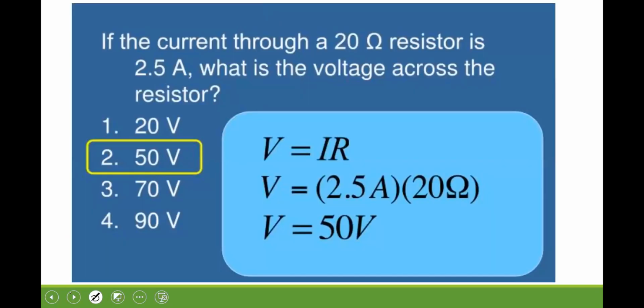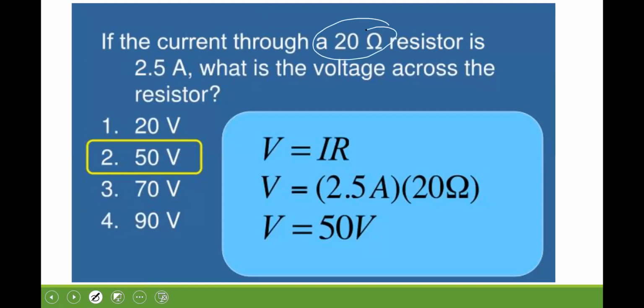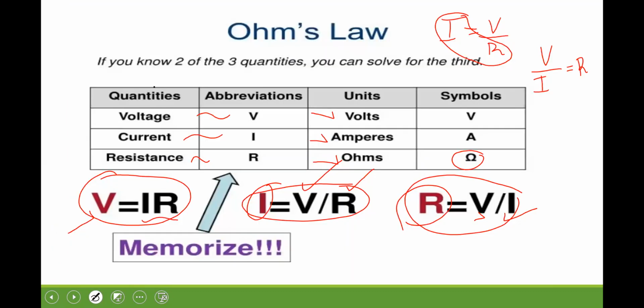Let's have a mathematical example here. If the current through a 20 ohm resistor is 2.5 ampere, what is the given information I have? I have 20 ohm and 2.5 ampere. I want to find the voltage. I have to ask myself, which of these formulas can I use? I can use the first one. By the way, all of them are the same. If you know this one only, you can use them.